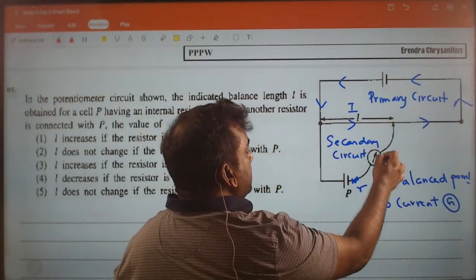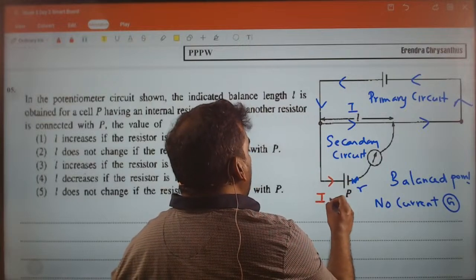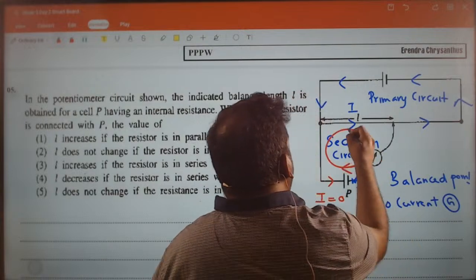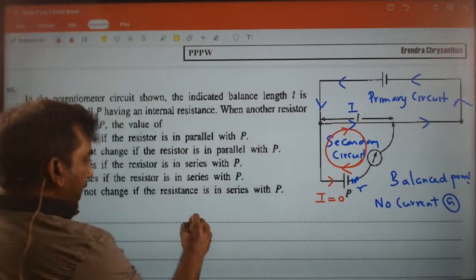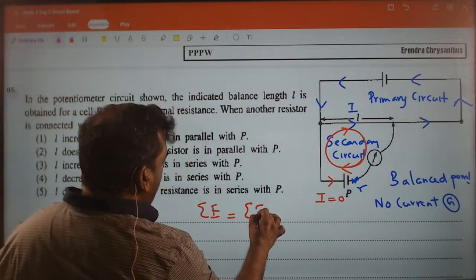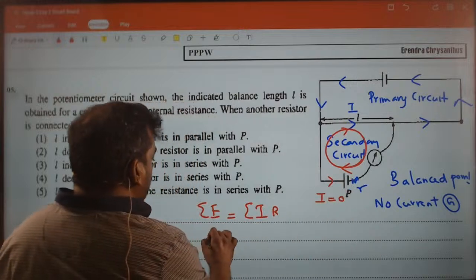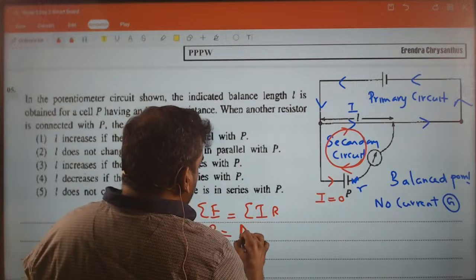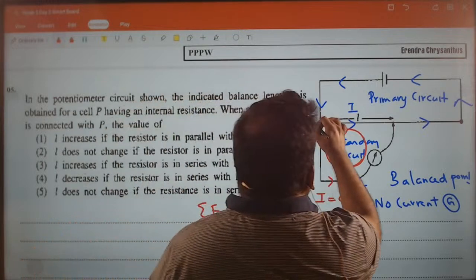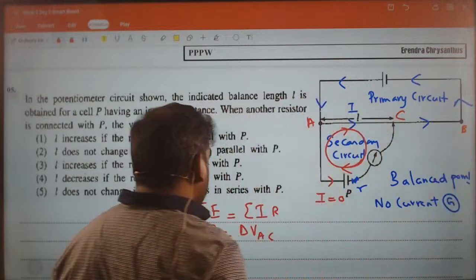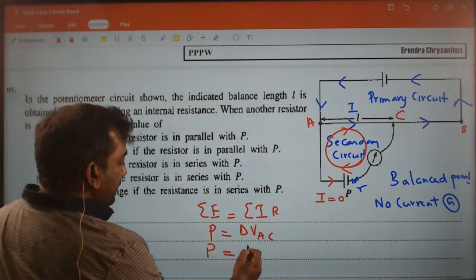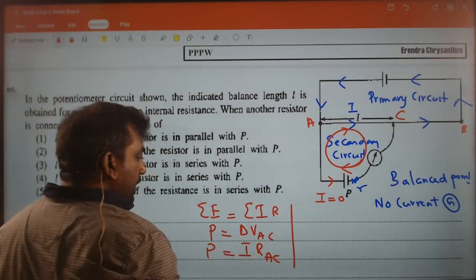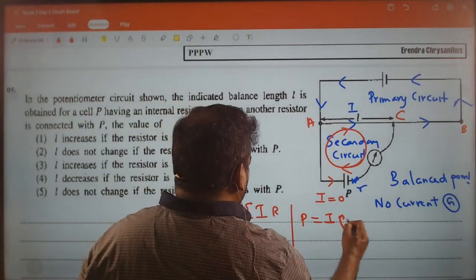Here there is no current in this branch. Current in this branch is going to be how much? 0. So what you can do is apply Kirchhoff's law. Sum of EMF equals sum of potential differences. EMF of the cell here is P. Current is going across that. Potential difference across AC, I name this AC, here B. So potential difference here is I R_AC. So P is equal to I R_AC, where R is rho L over A.